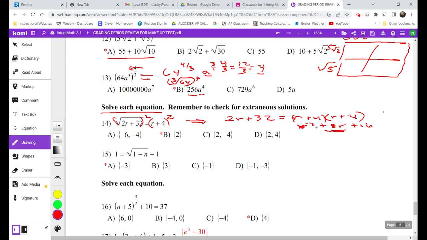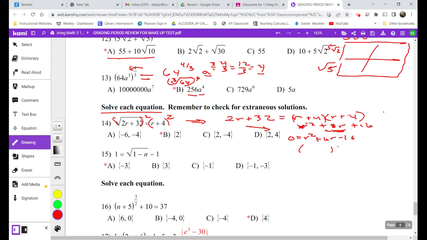And then you're going to move everything to one side. And so that's going to get you x squared. I should have enough room. So I'm going to move everything this way. And so I'm going to get 0 equals r squared. 8r minus 2r is going to be plus 6r. And then we're going to do 16 minus 32, which is going to be negative 16.